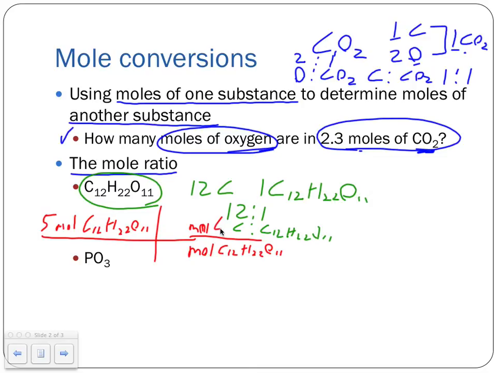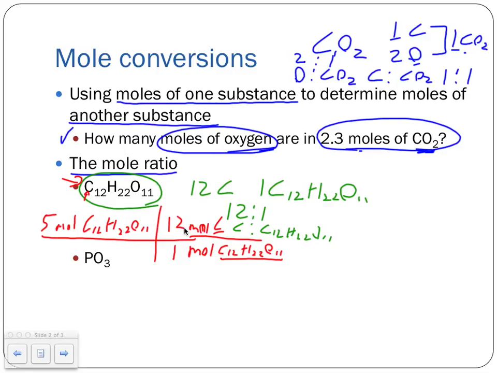So how many moles of carbon are there for every mole of C12H22O11? That's how we set up our mole ratio. We go from moles of what we started with to moles of what we want, which is carbon. So we put moles C12H22O11 on the bottom and moles C on top. The mole ratio between these two is for every 1 mole of C12H22O11, there are 12 moles C.